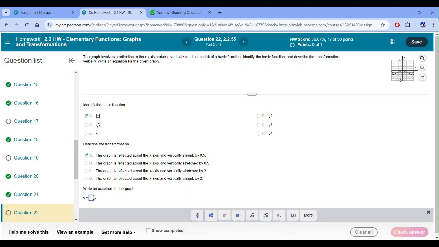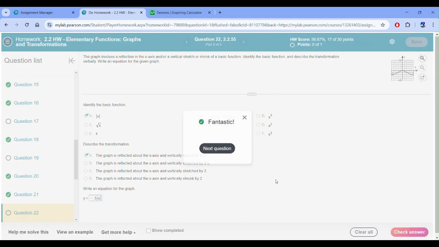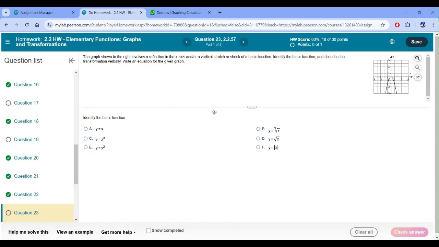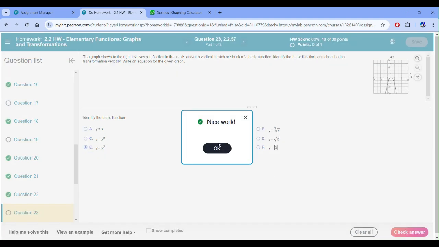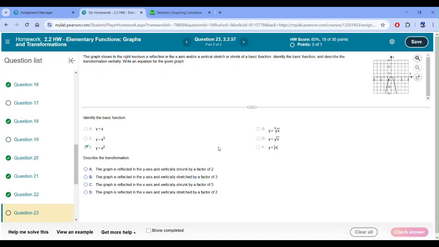Write the equation. This should just be negative 0.5 absolute value of x. Okay. The basic function is going to be x squared, and here it looks like it got stretched by 2. So this graph was reflected over the x-axis and stretched by a factor of 2.